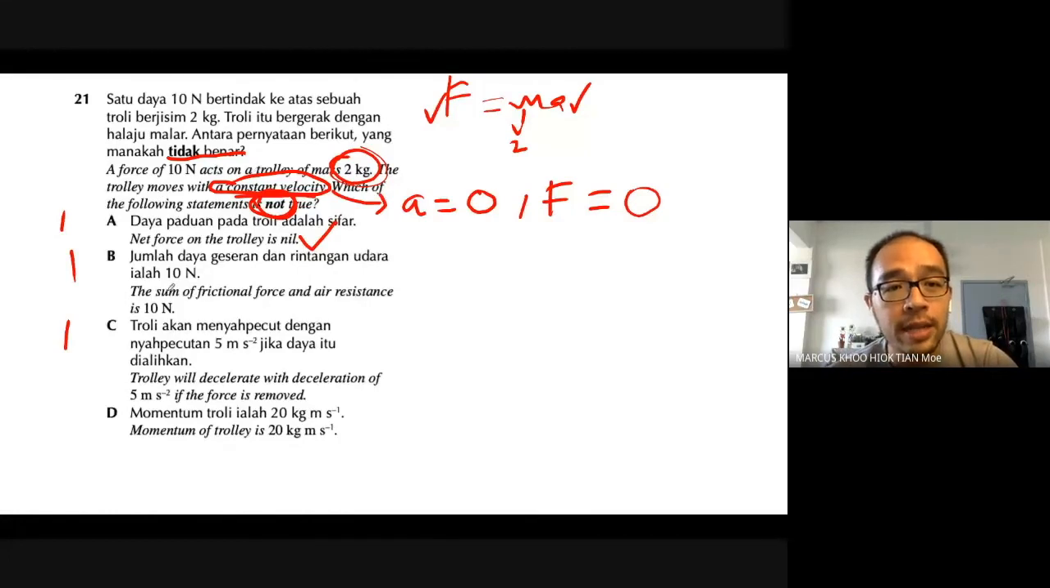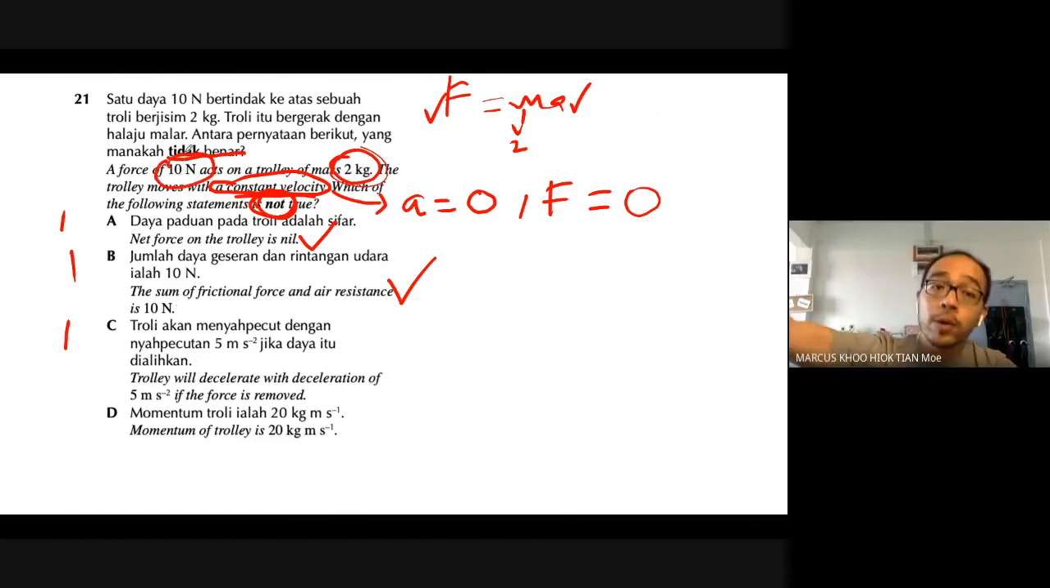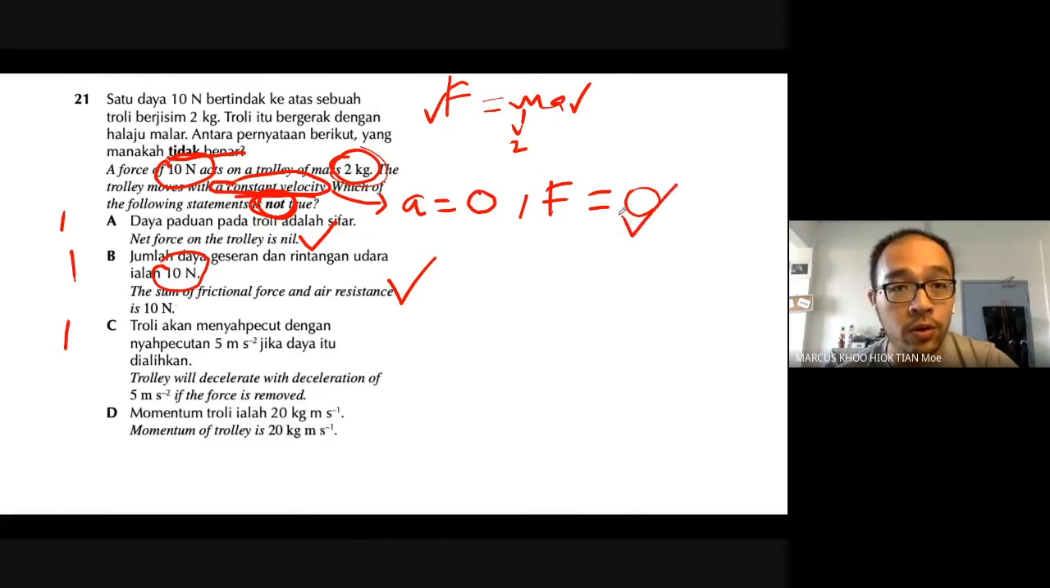Then it said the sum of the frictional force and air resistance is equal to 10 newtons. It's also true because if you have a force of 10 newtons, that means the opposing force must be 10 newtons in order for you to get an F equals to 0. So B is also true. So far the people that have voted A and B are already shot down. So now we see the last hope. Hopefully the person that answered C has the answer.